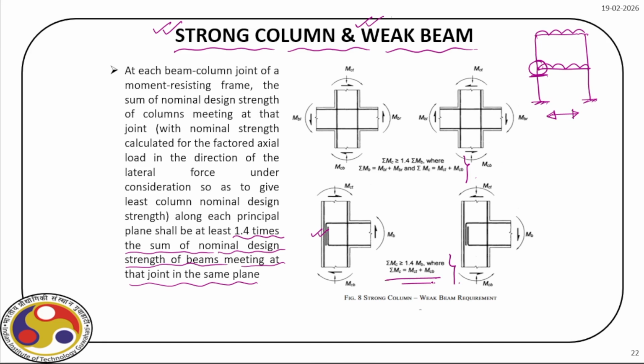Okay. So when we design a complete frame, in our discussion we designed beam and column in isolation. But when you design a frame structure, where you have to design all the beams and columns, then at the joint you have to ensure that this criterion is satisfied. What is that criterion? The nominal strength of the column should be at least 1.4 times the sum of the nominal design strengths of the beams meeting at that point. Okay, keep that in mind.